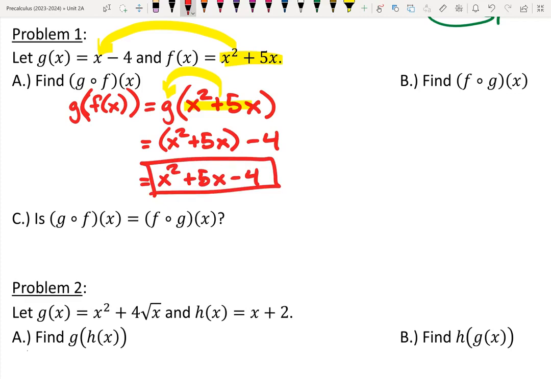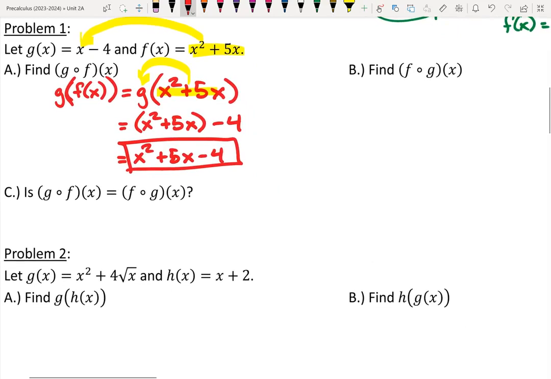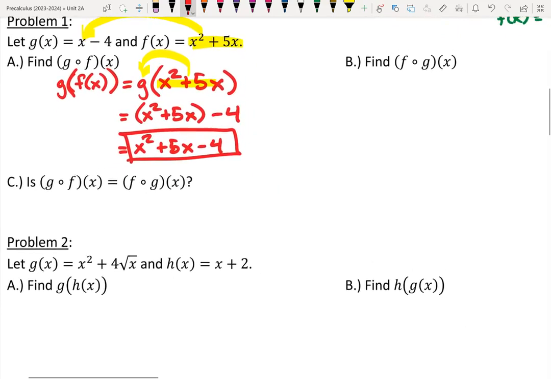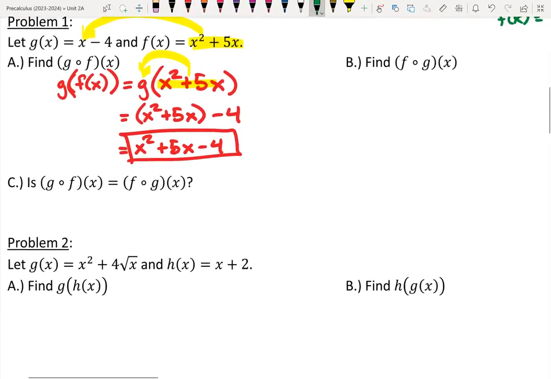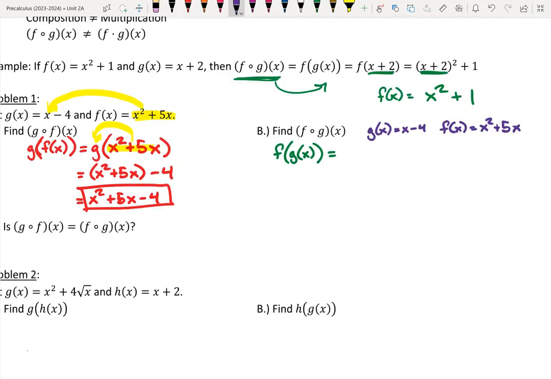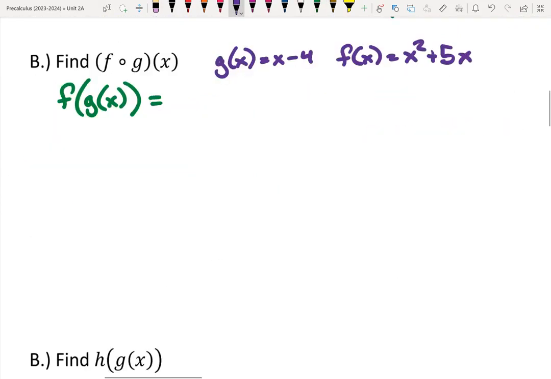All right, I want you guys to try part B. We're doing f of g of x this time. All right, let's go ahead and check it. B, f of g of x. All right, Jathan, what would I be doing this time? Now remember, that's not times, it's of, f of g, okay? And how would that look?